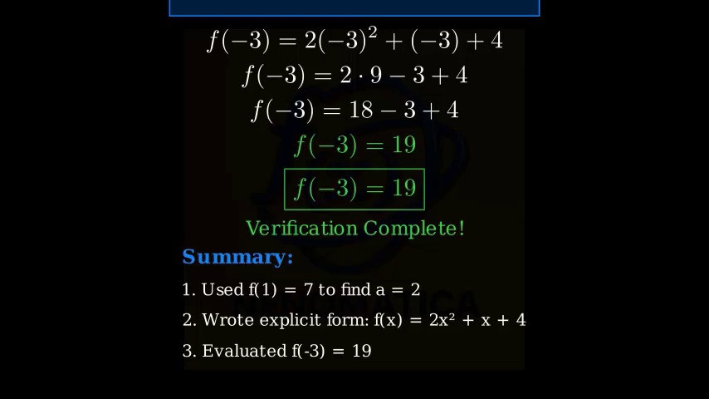2. We substituted this value of a into the function definition to get f of x equals 2x squared plus x plus 4. 3. Finally, we evaluated the function at x equals negative 3 to get f of negative 3 equals 19. This approach of finding unknown parameters first, and then evaluating the function is a common technique in mathematics. Now, let's see how to solve problems by evaluating functions with different inputs.